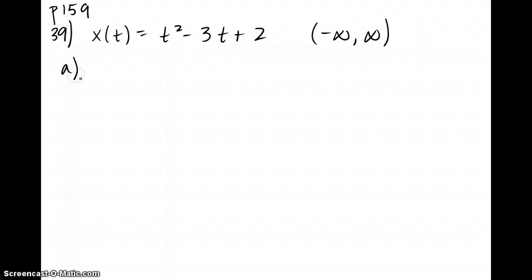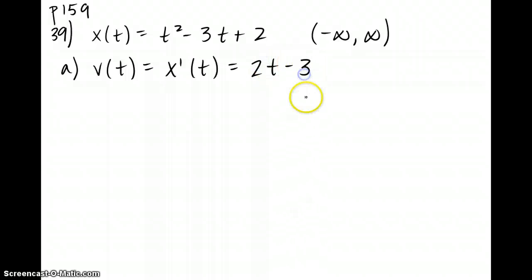Part A, find the velocity of the particle. The velocity is the first derivative of the position function, so the velocity using the power rule is 2t minus 3.